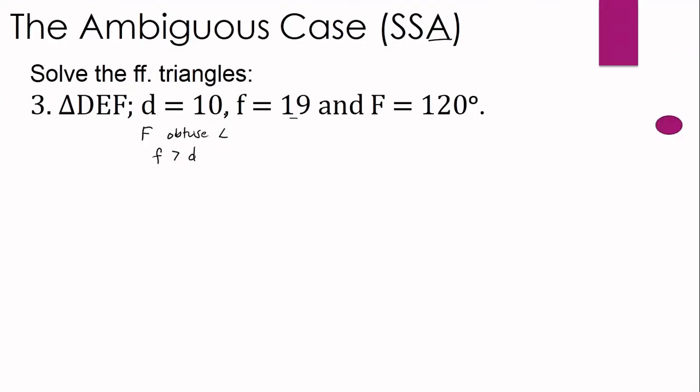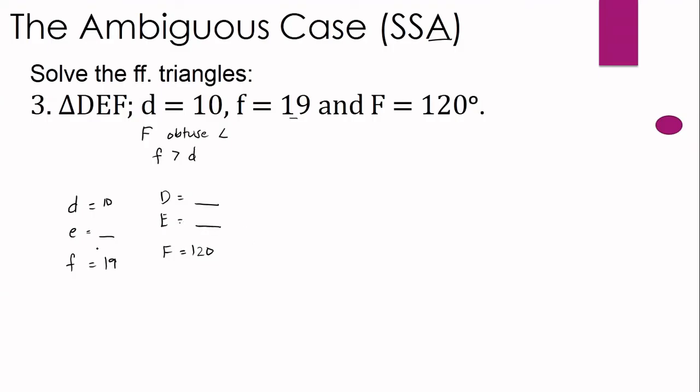So, let us solve now triangle DEF. We will be having side D, side E, side F, and angle D, angle E, and angle F. Let us write the given. Our side D is 10, our side F is 19, and our angle F is 120. So we are going to look for side E, also angle D and angle E.